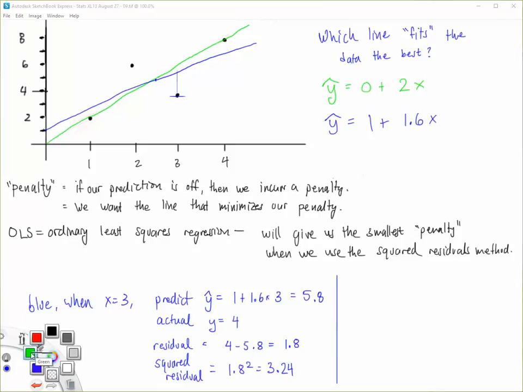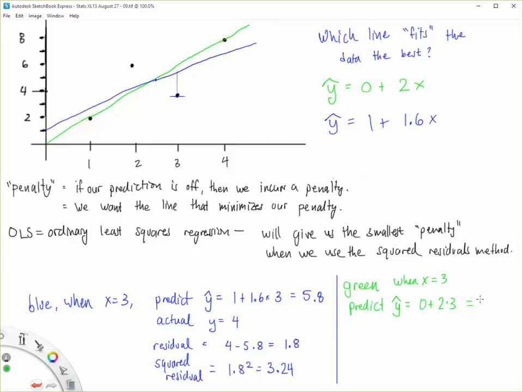For the green line, when x is 3, our prediction y hat would be 0 plus 2 times 3. We're predicting 6 bedrooms. Okay, actual 4, so our residual is equal to 4 minus 6, negative 2, and our squared residual would be negative 2 squared. We get a residual of 4.